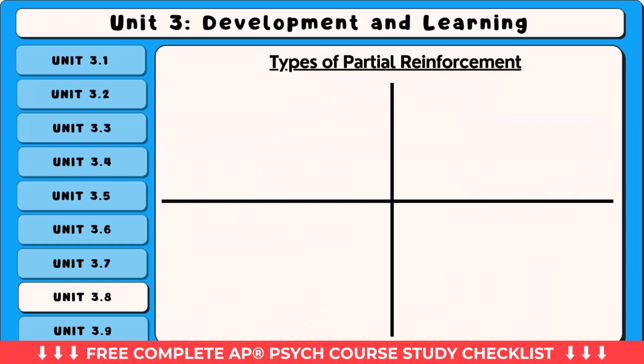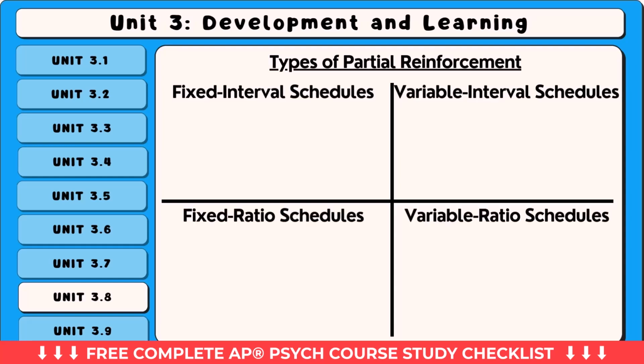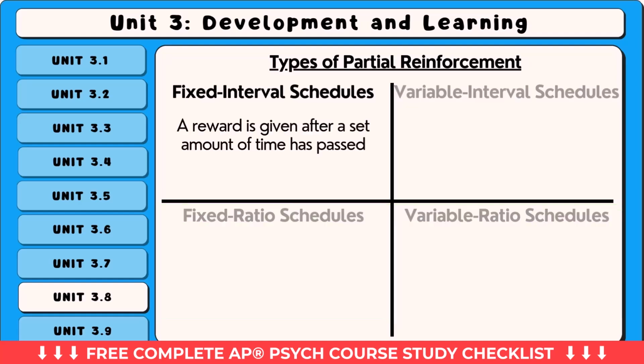There are 4 key types of partial reinforcement you need to know about for AP psychology: fixed interval schedules, variable interval schedules, fixed ratio schedules, and variable ratio schedules. Interval schedules refer to the passing of time. A reward is given after either a fixed or variable amount of time has passed. Ratio schedules refer to the number of responses shown. A reward is given after either a fixed or variable amount of desirable behaviors have been demonstrated.